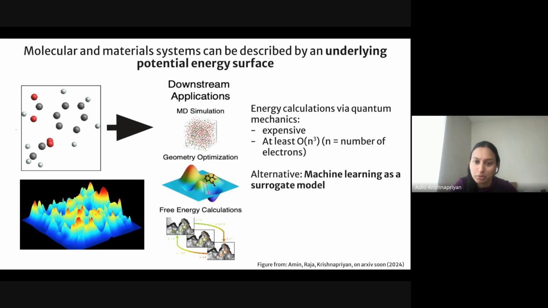I'm sure this audience is really familiar with this idea of machine learning as a surrogate model for computing the potential energy surface and as a proxy for all of these downstream applications.